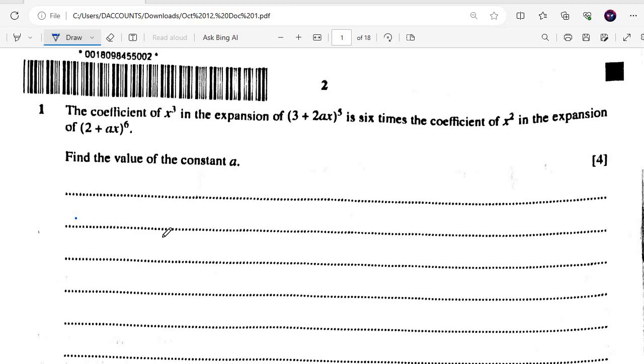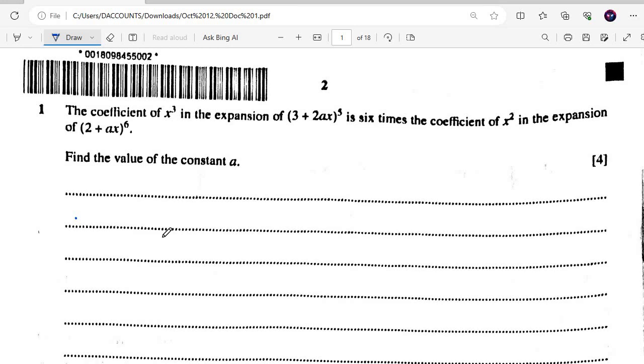Now the first question: the coefficient of x cubed in the expansion of (3 + 2ax)^5 is 6 times the coefficient of x squared in the expansion of (2 + ax)^6. Find the value of a.